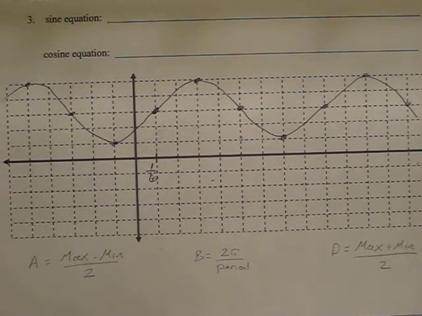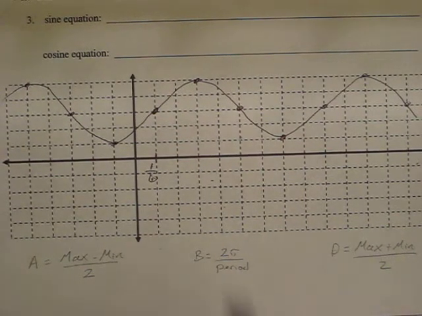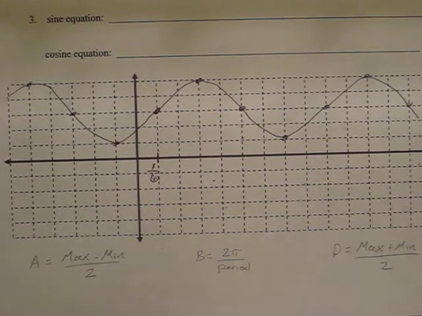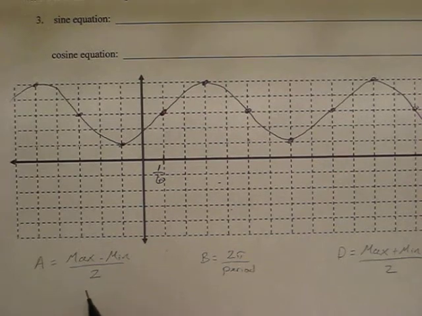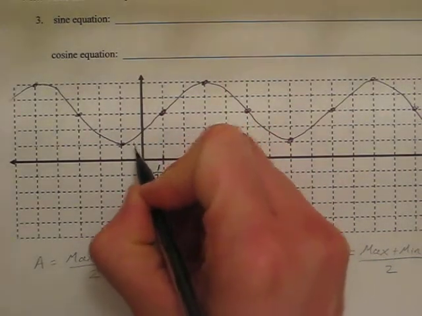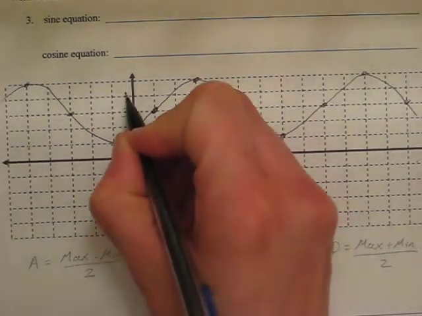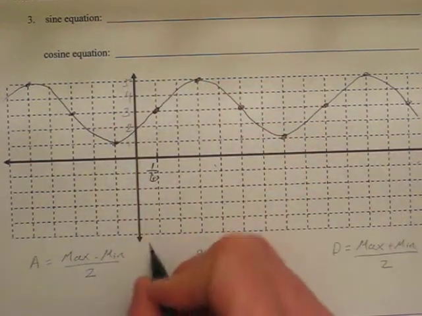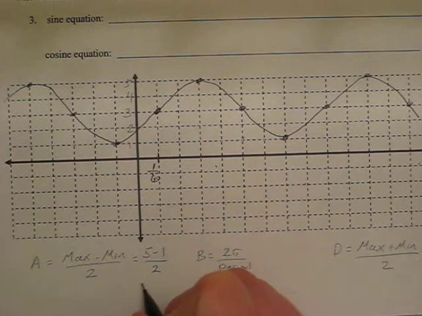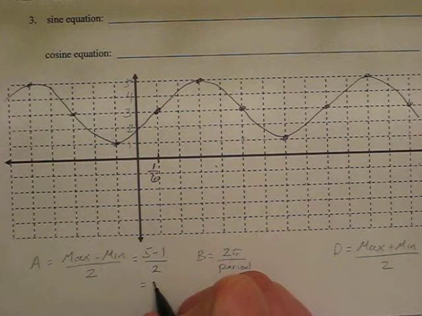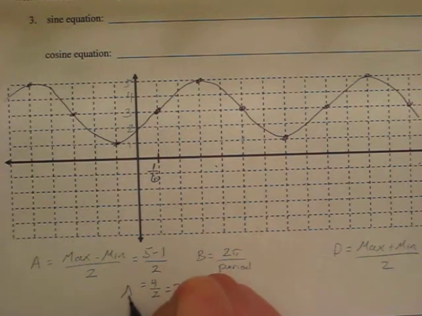To write a sine and cosine equation from a graph, you have to first calculate a, b, and d. To calculate a, it's going to be the maximum minus the minimum divided by 2. The maximum on this graph is 5, and the minimum is 1, and so that gives us 4 divided by 2, which equals 2.